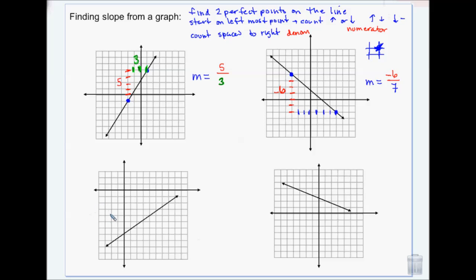So we'll find another one, just look across, here's one, and here's one. I go up 2, I go right 3, so up 2, over 3. Here. So I'm going to go down 2 and over 5. So I went down, so it's negative.